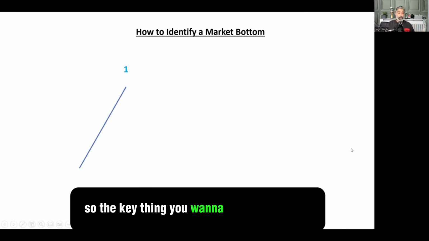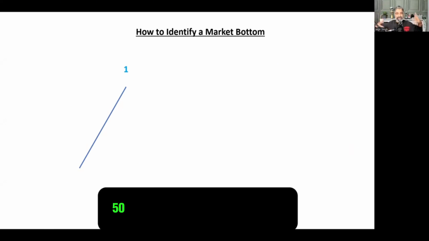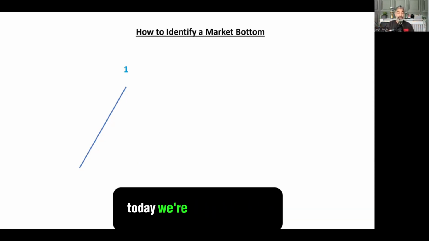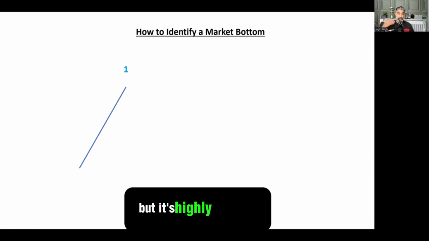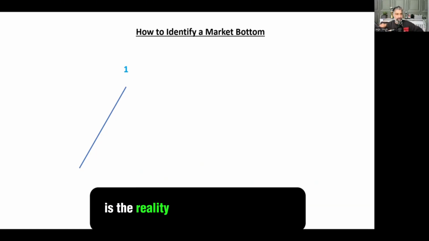So the key thing you want to know is markets move in 5s and 3s, right? And around 40, 50, 60, sometimes 70% of the time, the patterns are incredibly clear. Today, we're going to dive into Ethereum as a live example where the trade setup is unfolding in a very textbook fashion. It doesn't mean it's going to take off, but it's highly probable. So we want to trade it with confidence. And today's workshop is the reality of what we're going to do. So here's the theory, and then we're going to jump into the reality.